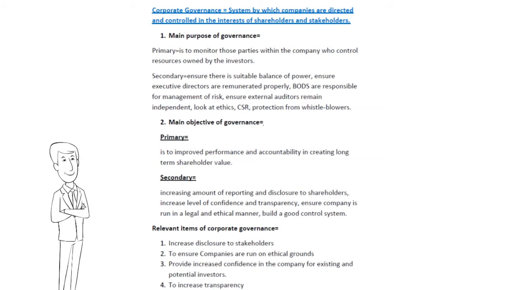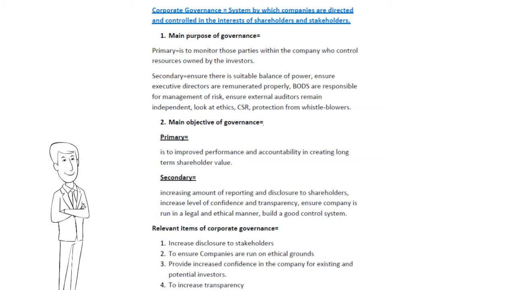Secondary purpose is to ensure that there is balance of power. Remuneration of directors is good. The board is responsible for risk management. Executive and non-executive directors, all of that is controlled. That's the secondary purpose.